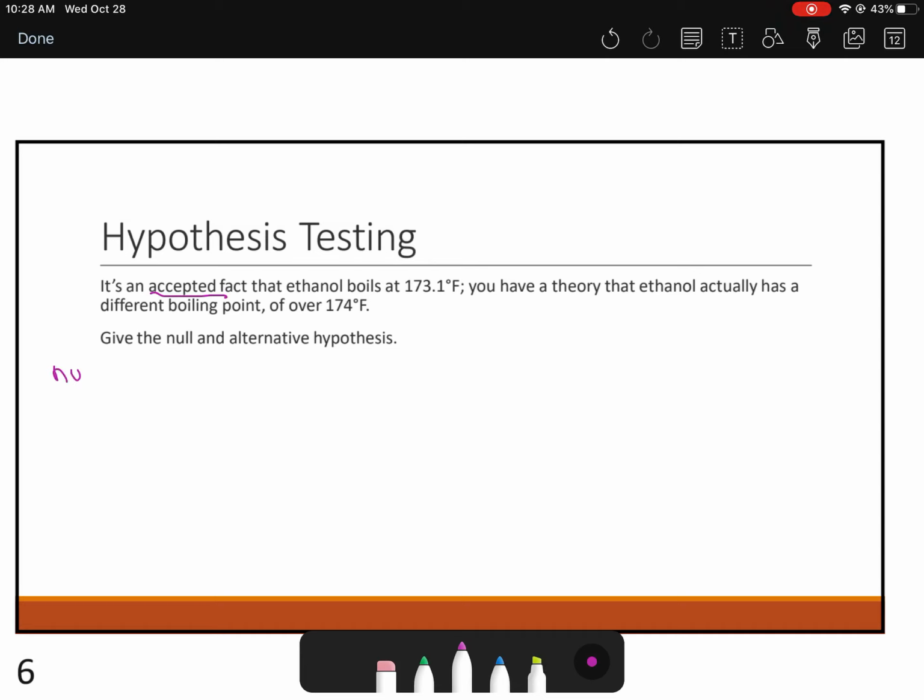So first thing I'm going to do is just kind of write it out. So my null, remember that's kind of like your accepted fact. Well, ethanol boils at 173.1.